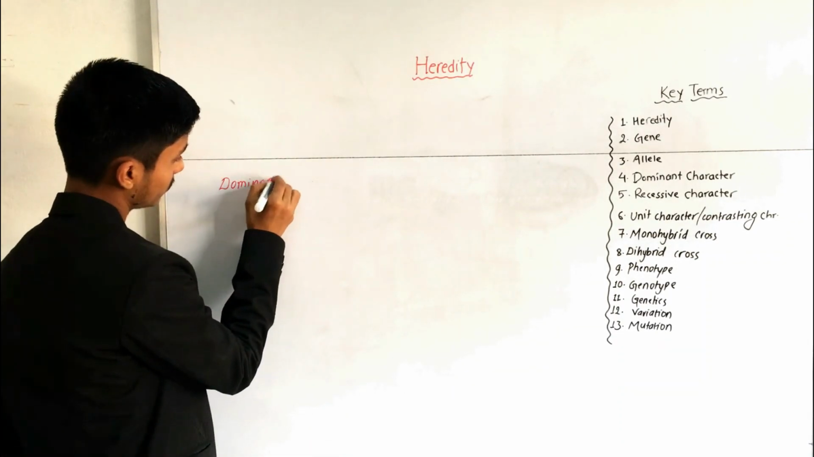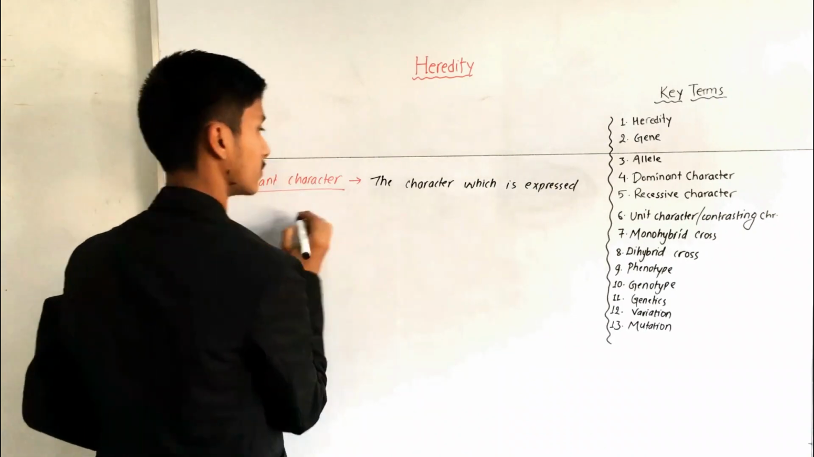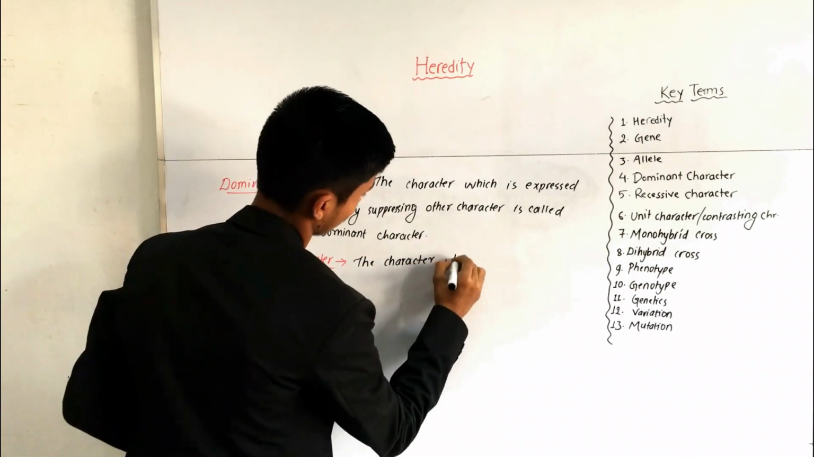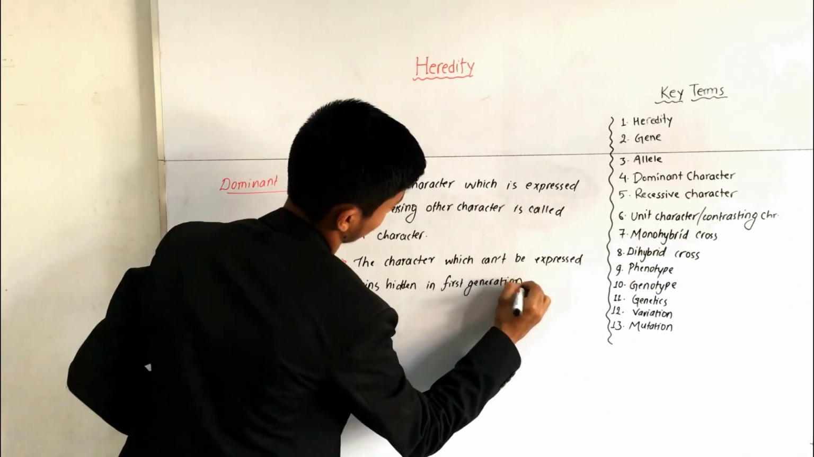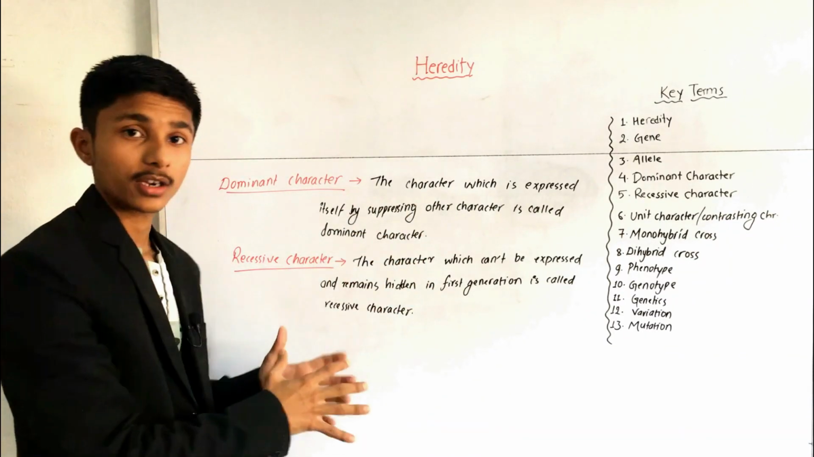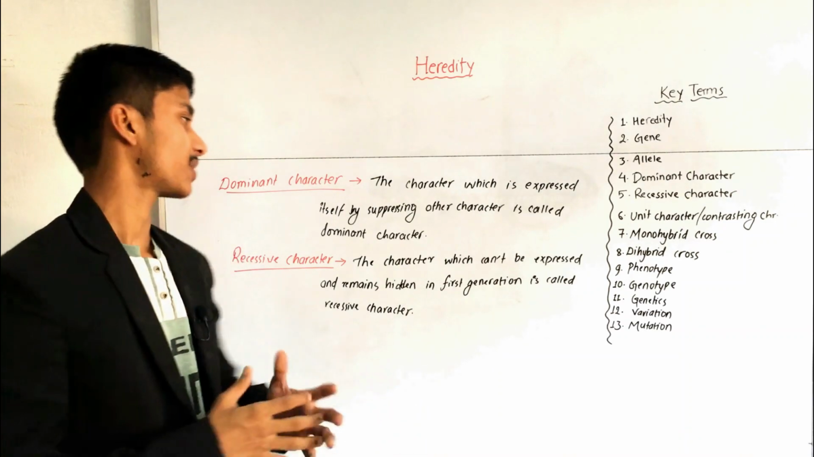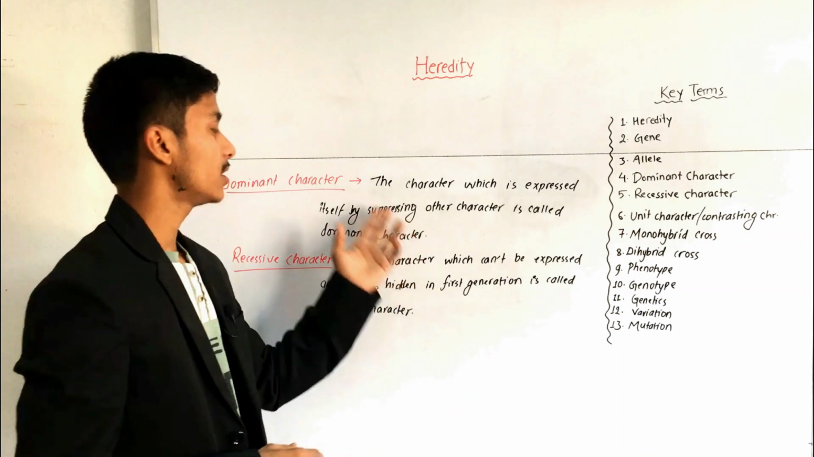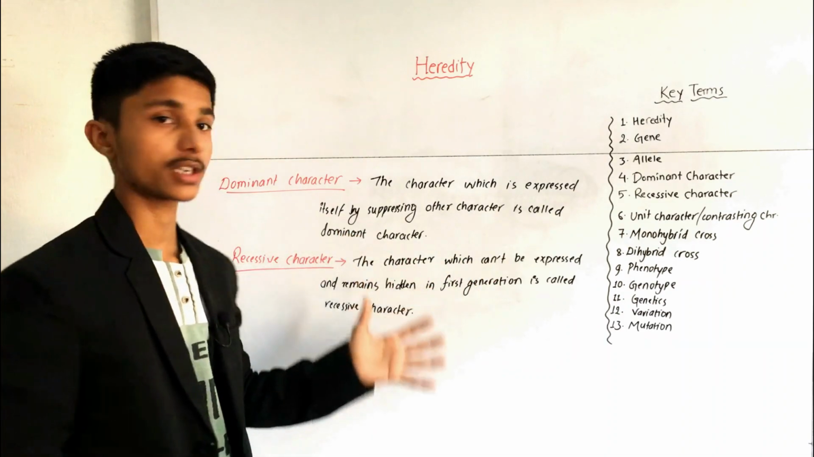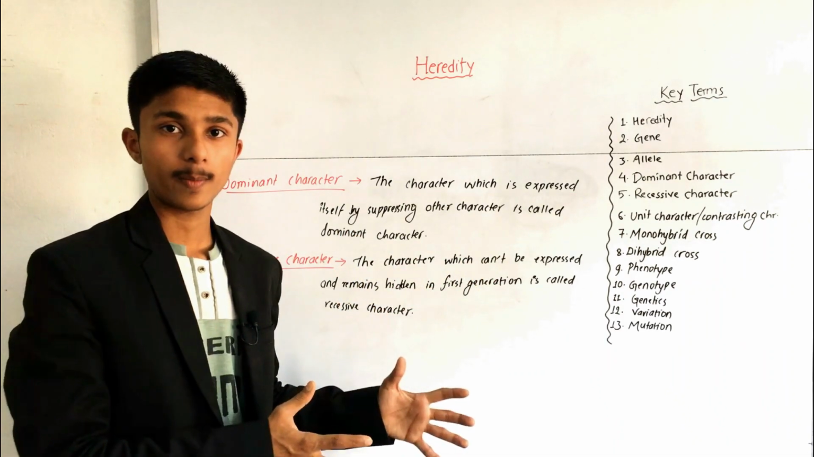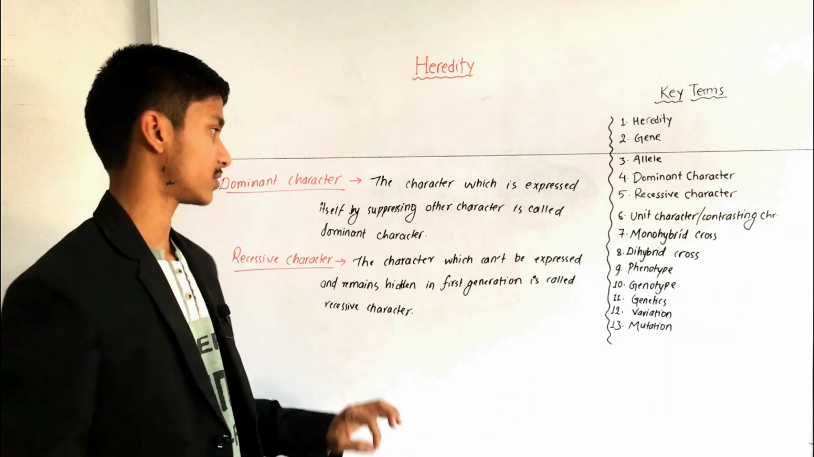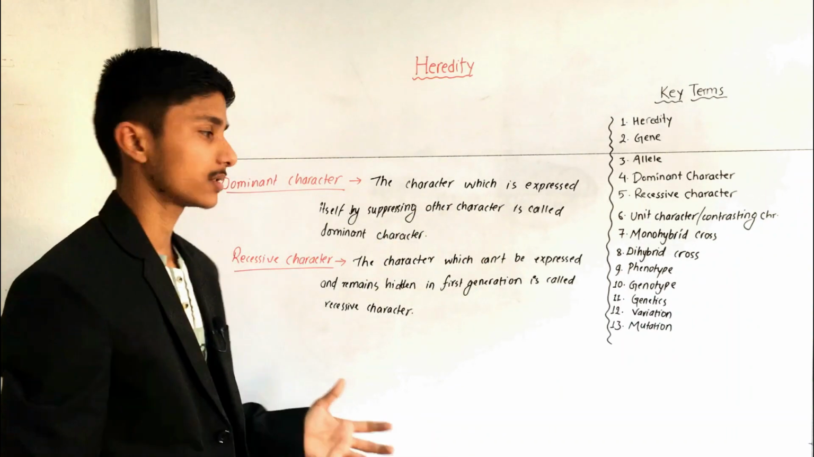Now we write here dominant character. Here we discuss dominant character and recessive character. What is a dominant character and what is a recessive character? You can see the definition. The character which expresses itself by suppressing other characters is called a dominant character.